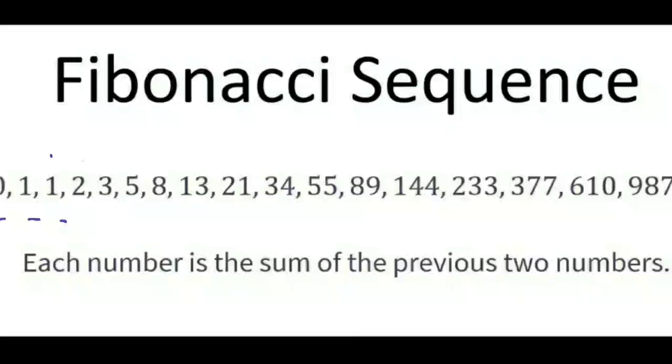So it is going to be the sum of 1 and 1. Okay, 1 plus 1 will give me 2, and that's why my fourth term is 2, because it is the sum of second and third term. So every number is the sum of previous two numbers. Okay, so you can see it.